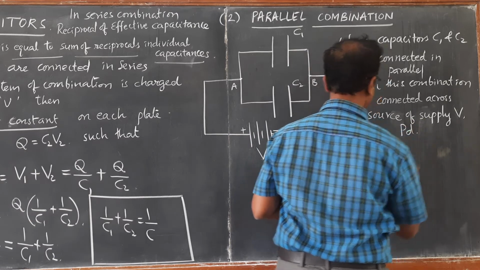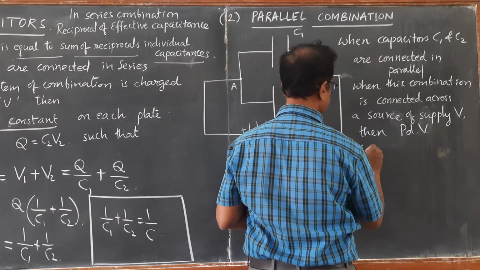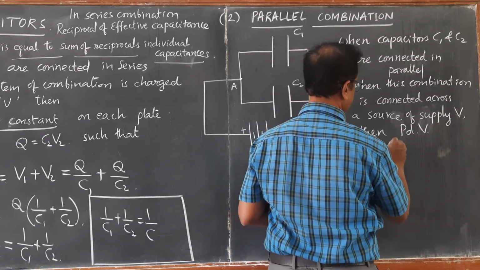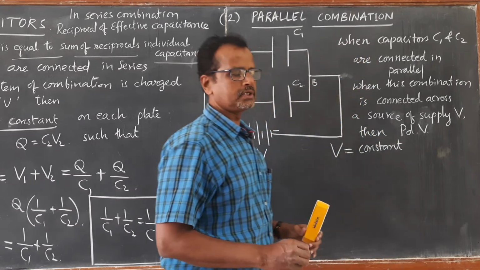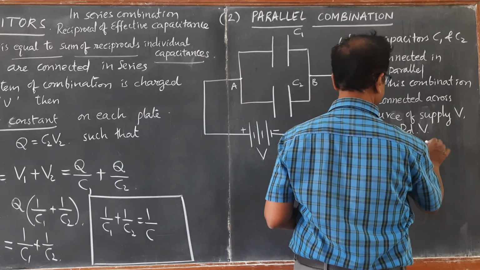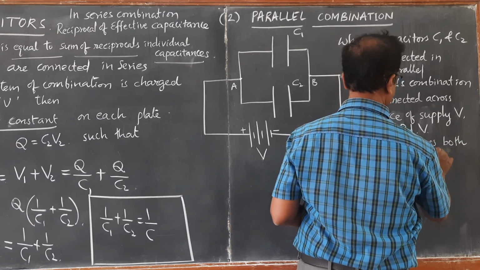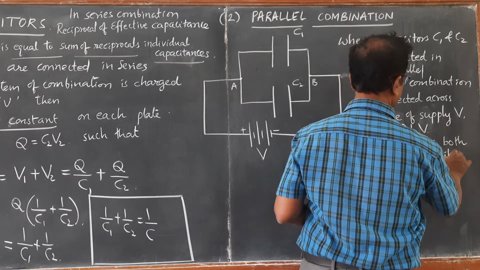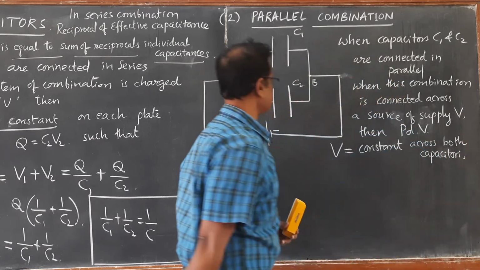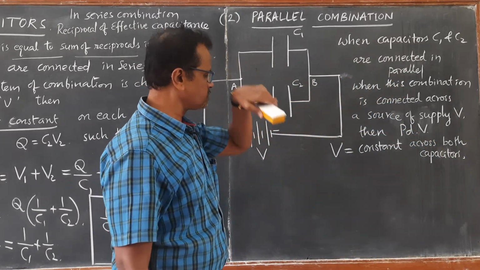then the potential difference V remains constant. Potential difference V remains constant across both capacitors. V remains the same across both the capacitors. So, V across C1 will also be the same, V across C2 will also be the same.